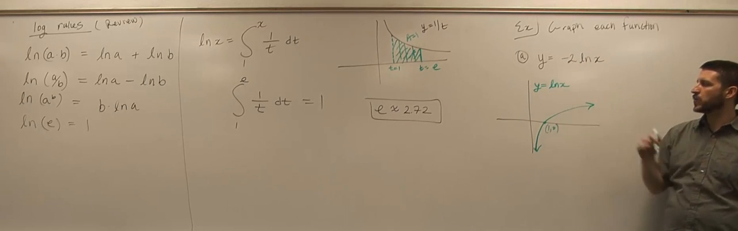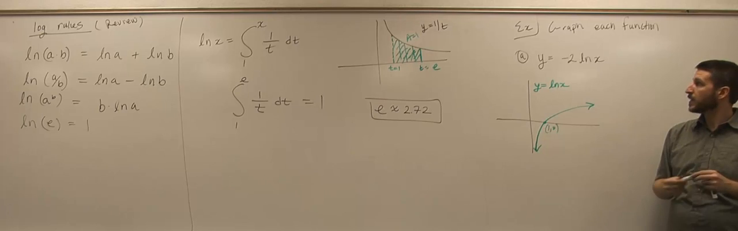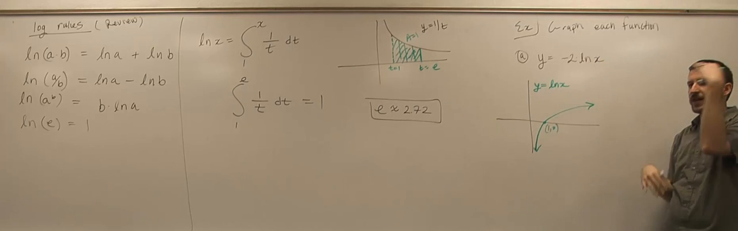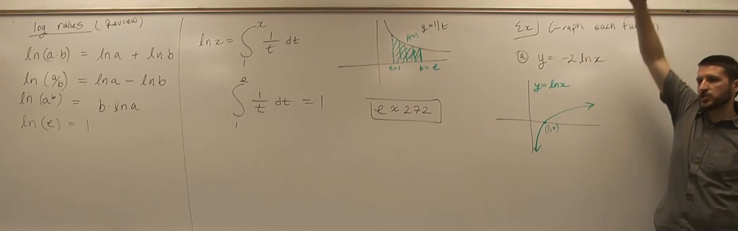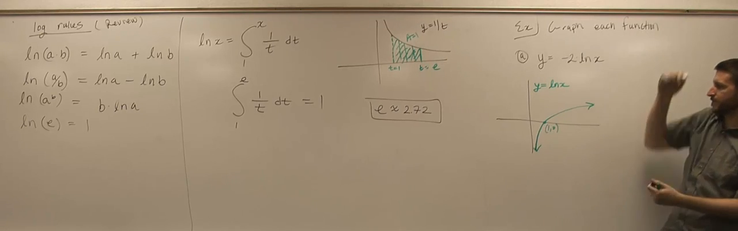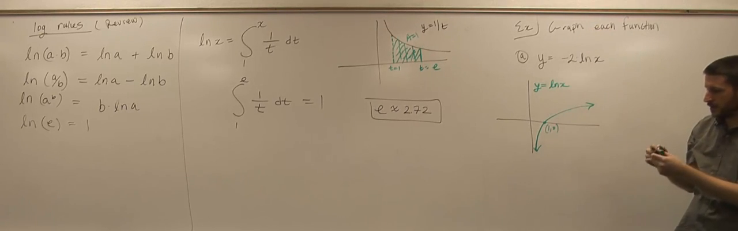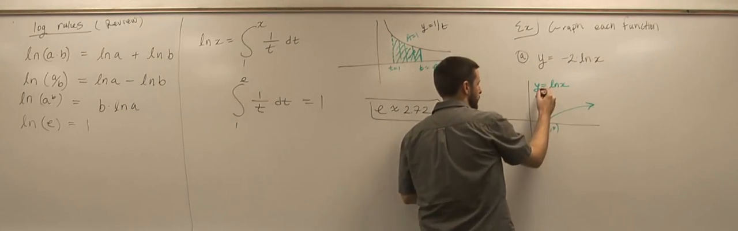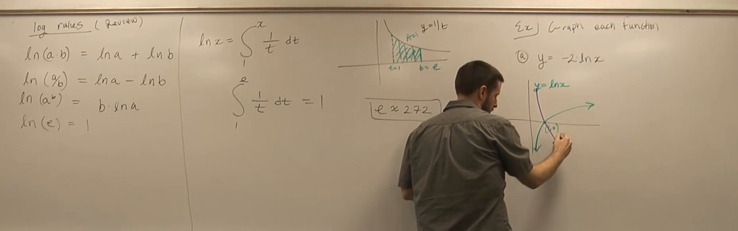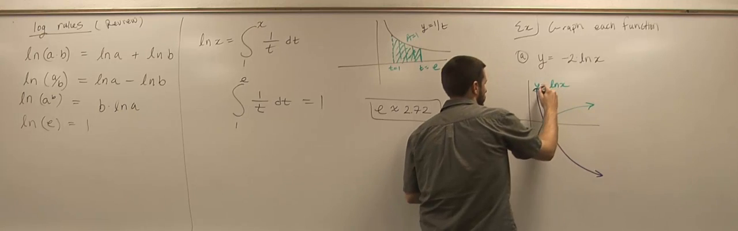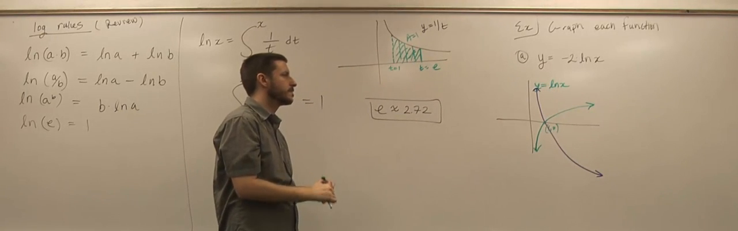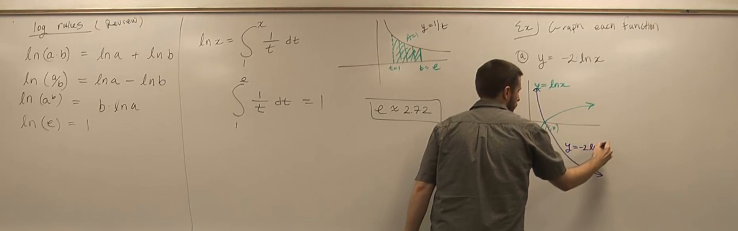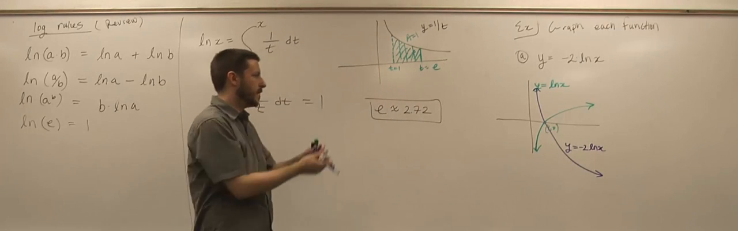So what is this negative 2 going to do to it? Because it's being multiplied, the negative is going to reflect it, and the 2 being multiplied is going to stretch it vertically. It's going to double its vertical width. So something more like this: you flip it, and you stretch it out vertically.